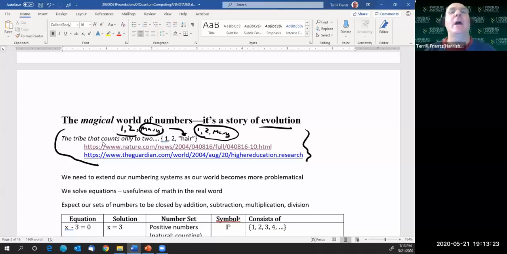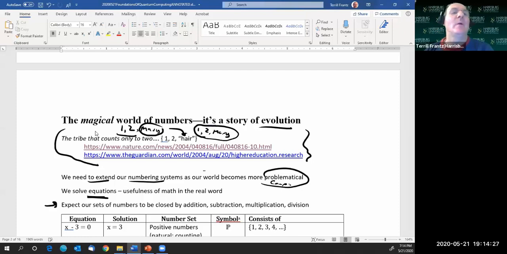They had a very simple society, and they didn't need pi or complex numbers because it just wasn't something they needed in their world. So the point is that over time our society has extended our numbering system as our world became more problematical. I originally had the word complex here, but I think that's inappropriate given the subject matter. As our world became more complex, our problems became more sophisticated, and we essentially started to need to solve equations, and the equations became more and more complicated and elaborate as societies evolved.